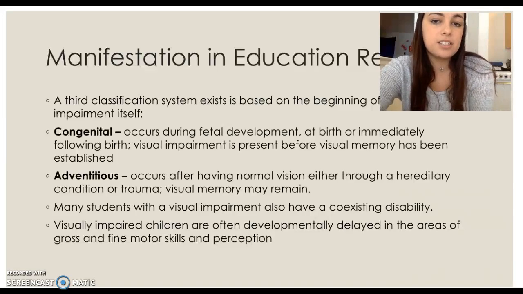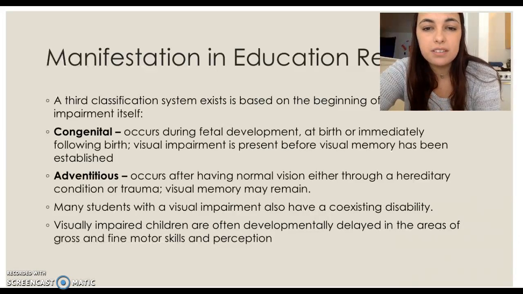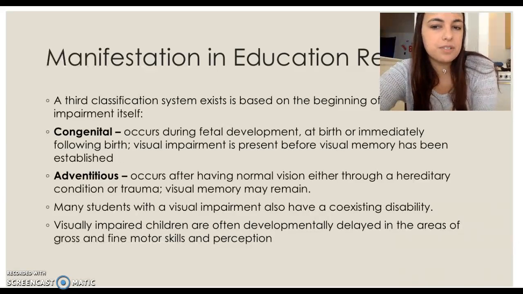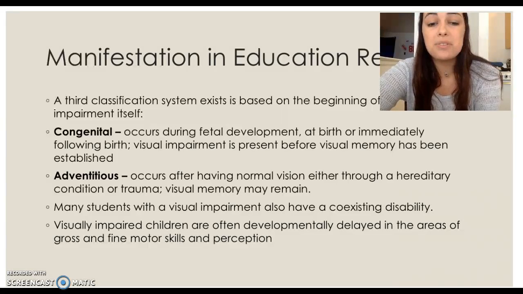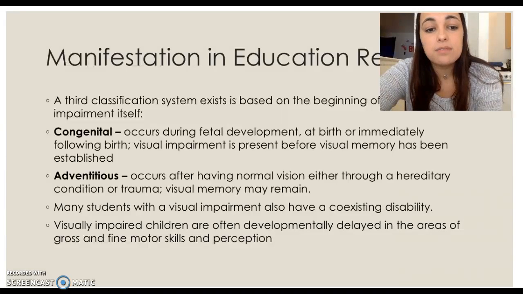For manifestation in the education realm continued, a third classification system does exist. It is based on the beginning of the visual impairment itself. The first one is congenital, which occurs during fetal development, at birth, or immediately following birth. Visual impairment is present before visual memory has been established. Adventitious, it occurs after having normal vision either through a hereditary condition or trauma. Visual memory may remain. Many students with a visual impairment also have a coexisting disability, and visually impaired children are often developmentally delayed in the areas of gross and fine motor skills and perception.